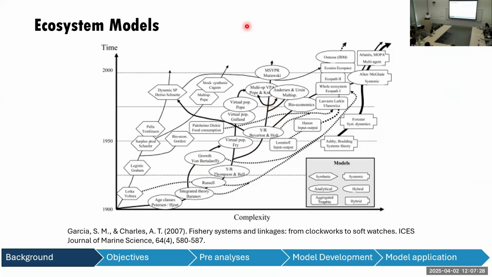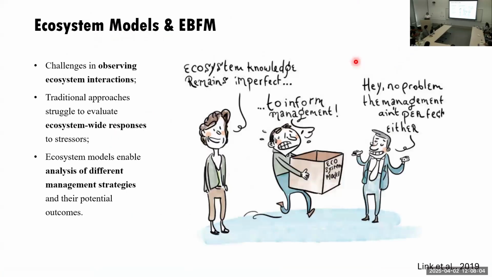To achieve EBFM, we need ecosystem models to simulate the ecosystem dynamics and to get a better understanding of the overall ecosystem mechanism, which led to the development of various types of ecosystem models. As our knowledge increases and more computational resources become available, ecosystem models have become more and more complex and more capable of simulating details and components of the studied ecosystem.